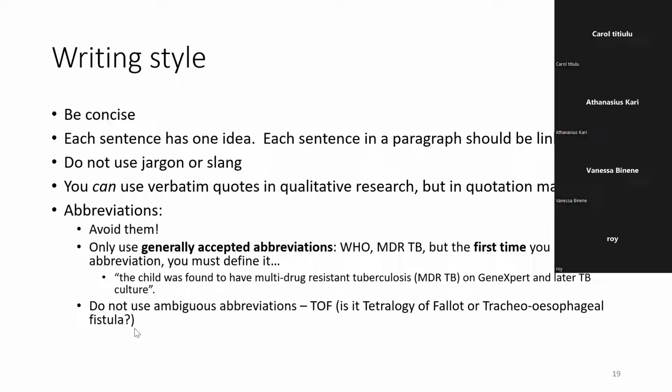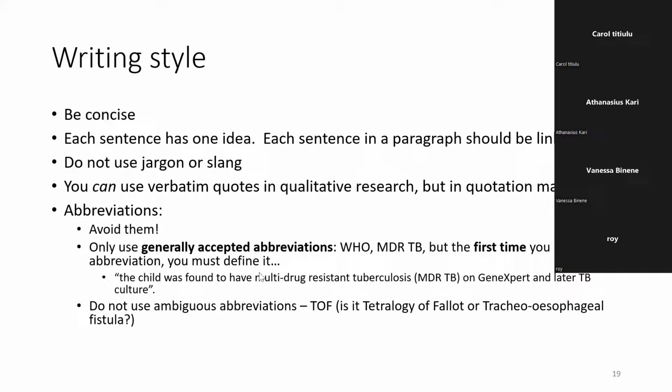I try never to use ambiguous abbreviations. So some people commonly use TOF. Could that be tetralogy of Fallot, or tracheoesophageal fistula? Both of them are called TOF, and it's just wrong to use abbreviations where there's an ambiguous meaning. So the most important thing I've told you is use generally accepted abbreviations. Try not to use ones that are ambiguous, and the first time you use the abbreviation, you must define it.